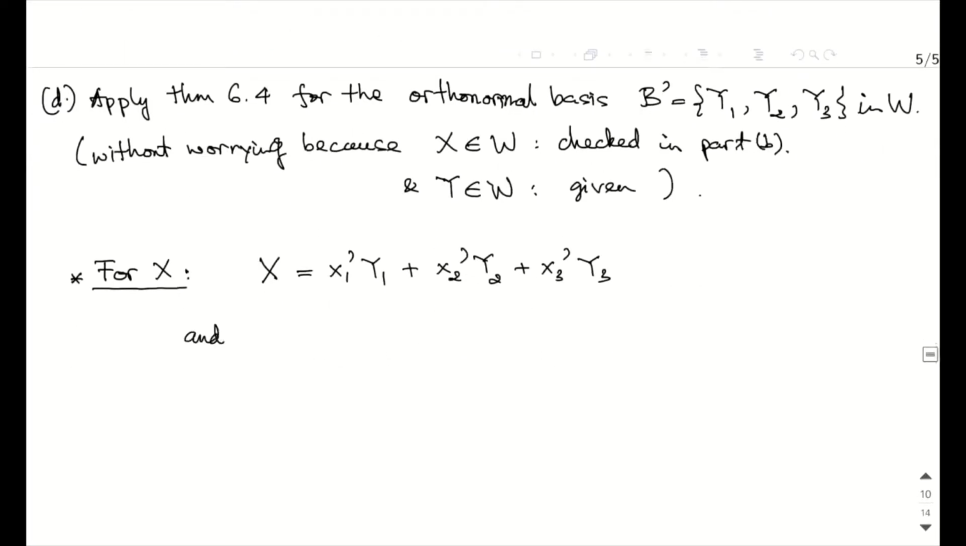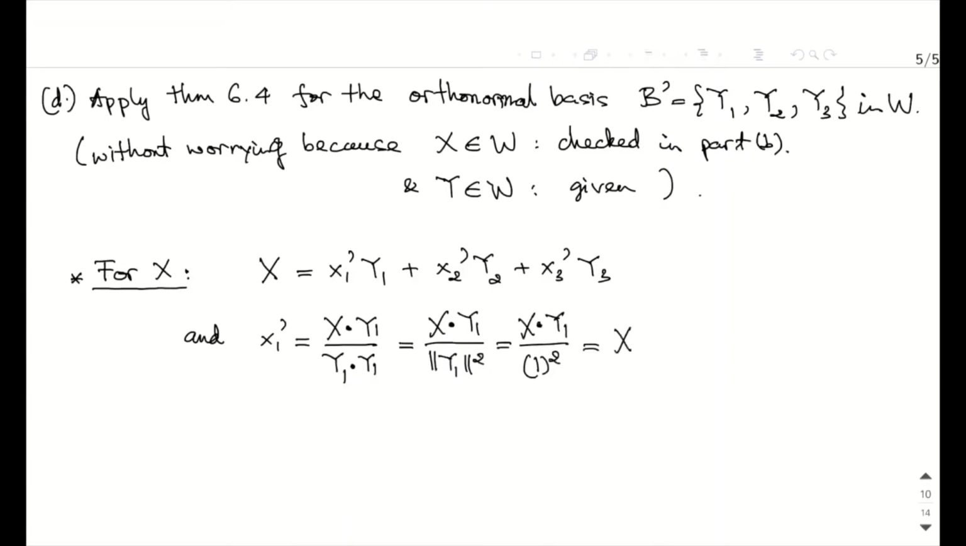And we also know how to compute this as well. X1 prime is going to be the dot product between x and the first vector in the basis divided by the first vector in the basis dot itself. Now the nice thing about the orthonormal basis is that when you dot a vector in the basis with itself, you are going to get 1 because this is the length of y1 squared. But the length is 1, so you end up dividing by 1.